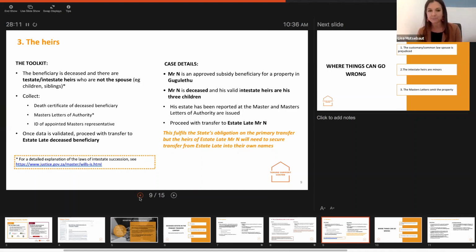And so you would, in this scenario, be absolutely entitled and able to proceed with transfer to his estate. And again, I've just made the same point as I made on the previous slide. It ticks off your checklist of your obligation to transfer, the primary transfer. It unfortunately doesn't help the heirs, and they would then need to go and get some independent assistance in securing transfer into their name.